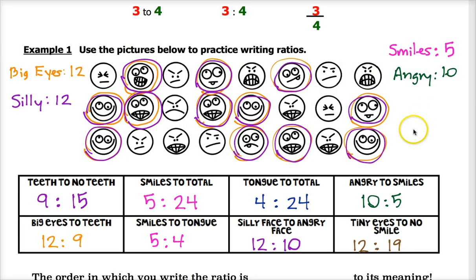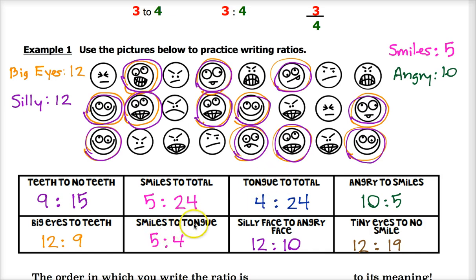Okay, so these are the answers that I got for these last 4. I counted 12 faces with big eyes. So I said the ratio of those was 12 to the teeth. We already did up here, so that would be 9. So that ratio is 12 to 9. We already said there were 5 smiling faces, so that's 5 smiles to 4.